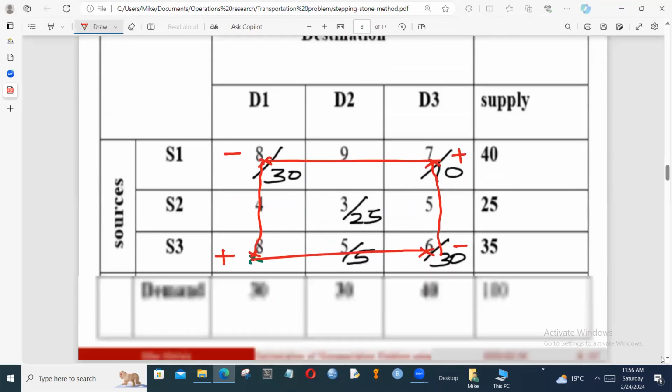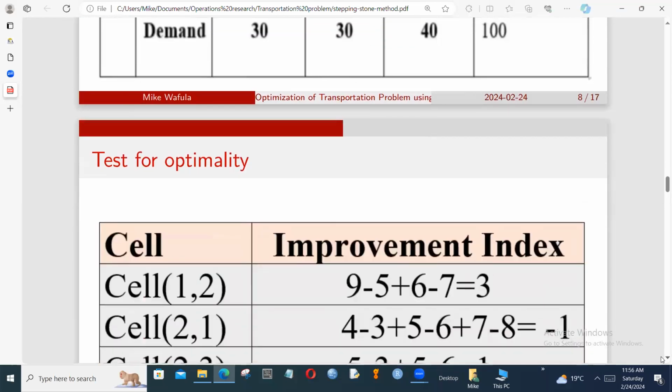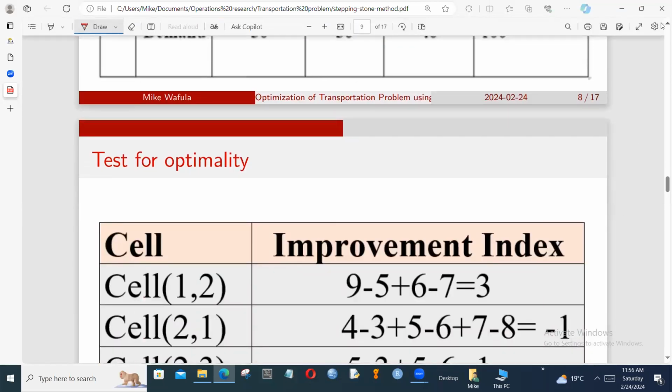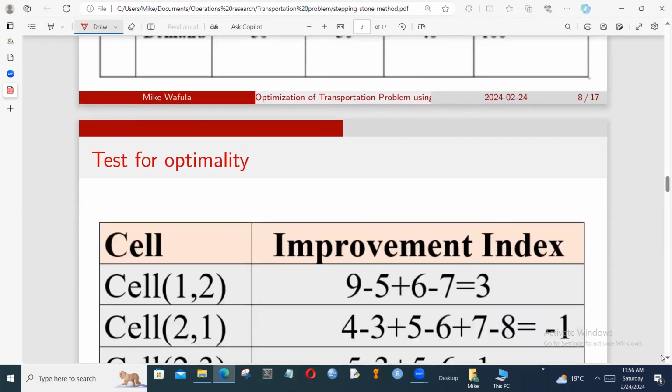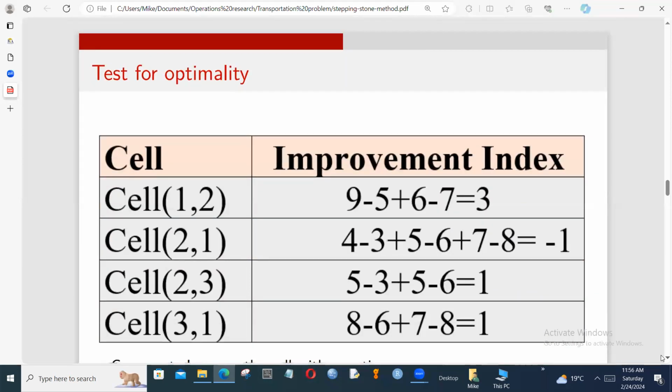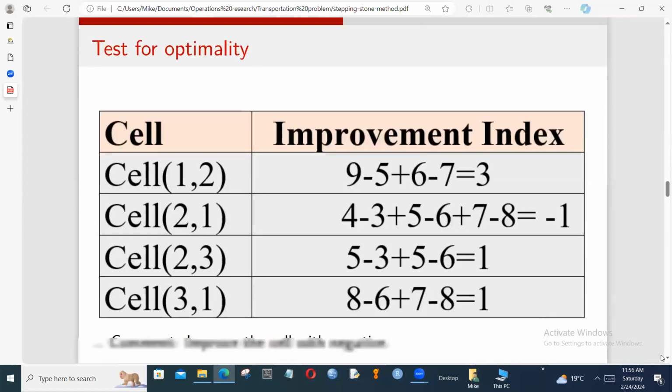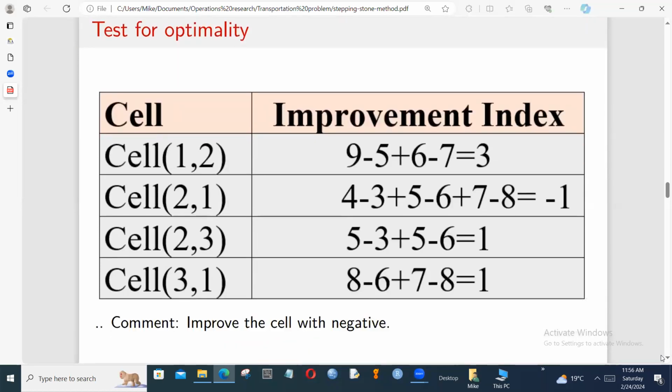And then I think we are done. So we are done with calculating the improvement indices for all those cells that were unoccupied. And so we need now to make a decision. So we create a table of all those cells that were unoccupied and the improvement indices. So we have already found the first one to be 3, the next one -1, then 1, 1.